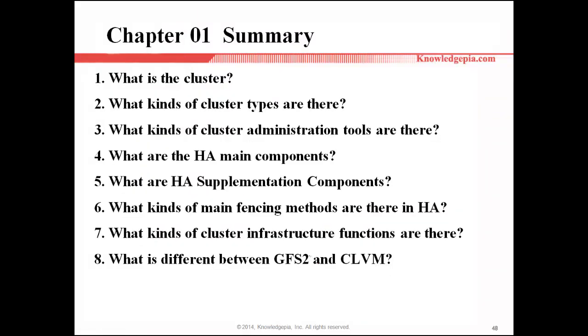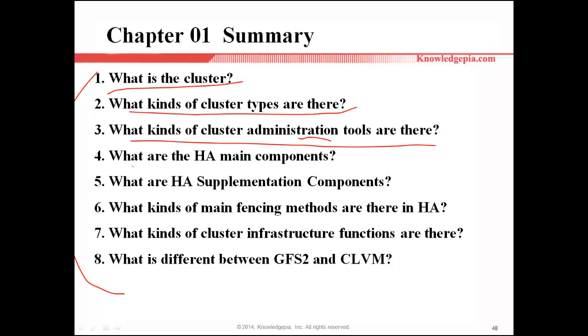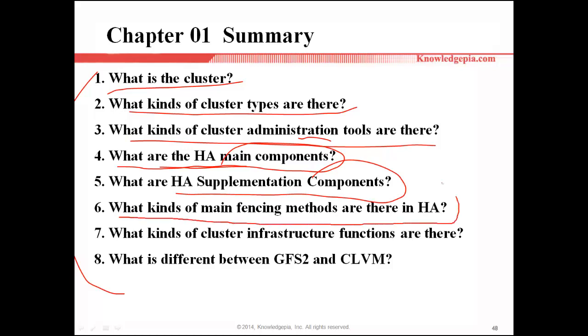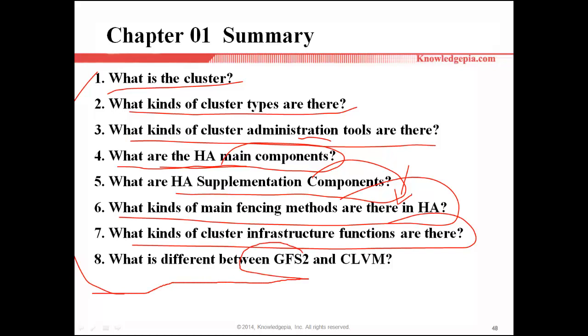Okay, so far I have explained the concept of the Linux cluster. After you finish chapter 1, I hope that you can answer these questions: what is a cluster, what kinds of cluster types are there, what kinds of cluster administration tools are there, what is HA, what are the HA main components, I explained three kinds of main components. And what are HA supplementation, also three kinds. And number six, what kinds of main fencing methods are there in HA? I introduced two kinds of fencing methods. And number seven, what kinds of cluster infrastructure functions are there? And GFS2 and CLVM, what is the difference? So to configure volume management, normally we can use GFS2 and CLVM.